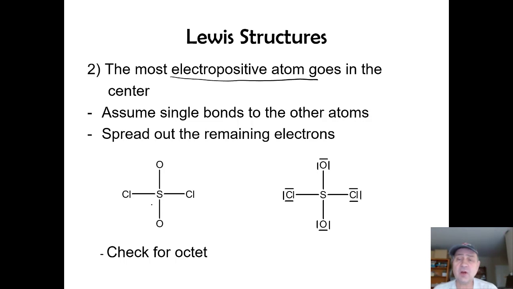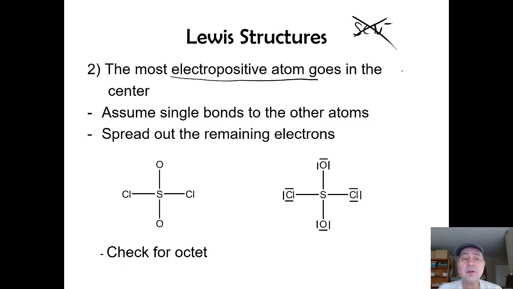So if you do have a choice, like if you have SCN minus, what do you put in the center? Well, carbon probably, right? But it could be nitrogen or sulfur. You have to make a decision, and the most electropositive is what is chosen, which is sulfur in this case. Anyway, we'll come back to that, or think about it while we're gone.